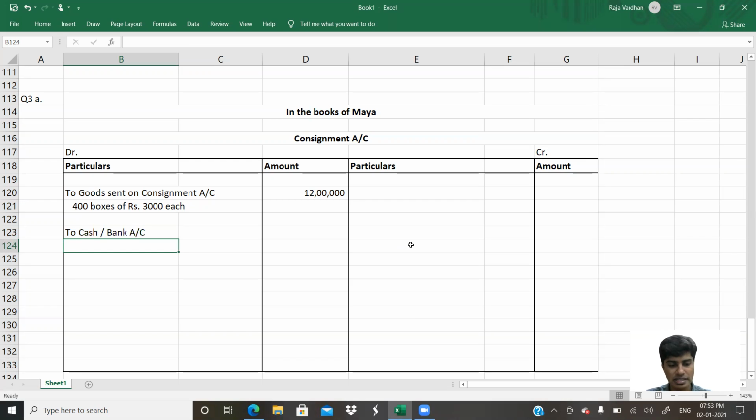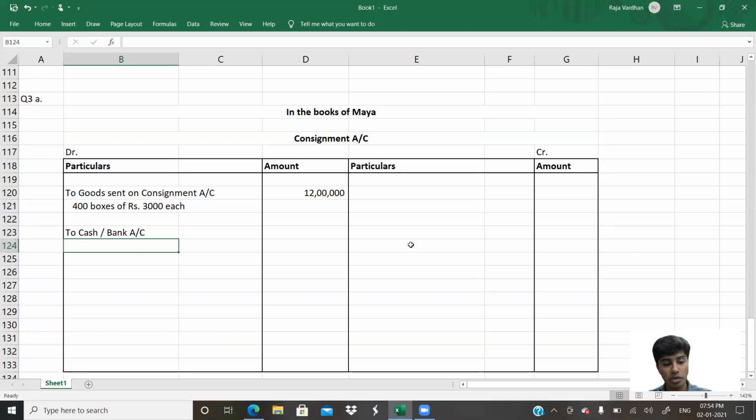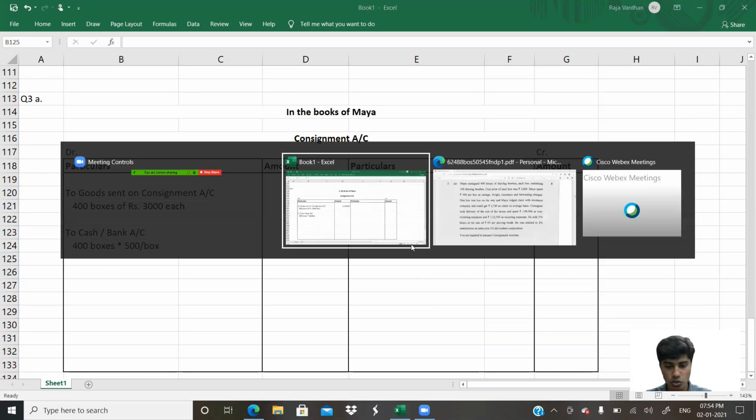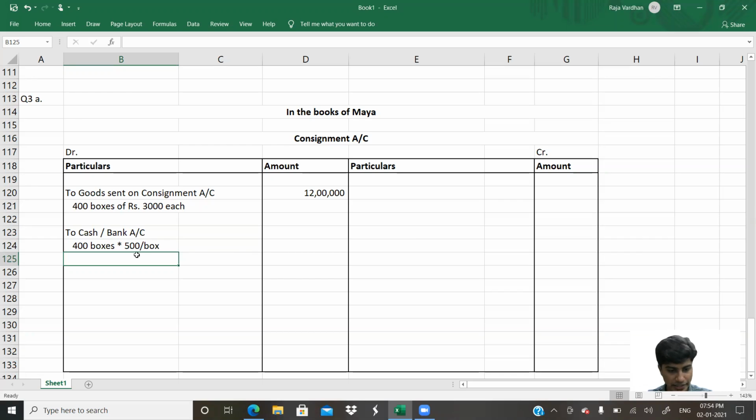What is this? The consigner's expense. How much is it? The consigner's expense is 500 per box. How many boxes did she send? She sent 400 boxes, multiplied by 500 per box. For one box, she incurred 500 rupees towards what? Towards cartage, freight, insurance, and forwarding. Okay, let us write that.